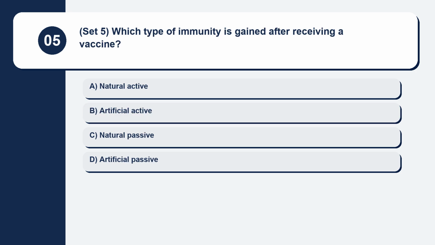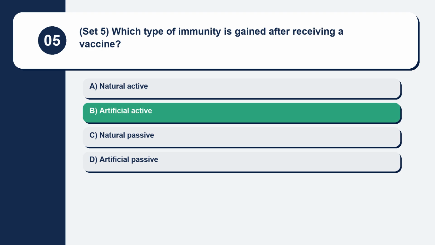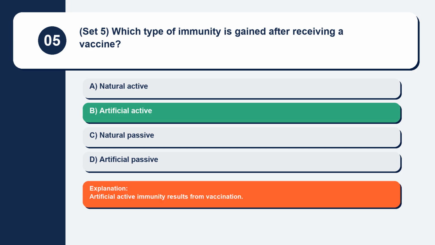Question 5. Set 5. Which type of immunity is gained after receiving a vaccine? Natural active, artificial active, natural passive, artificial passive. Artificial active immunity results from vaccination.